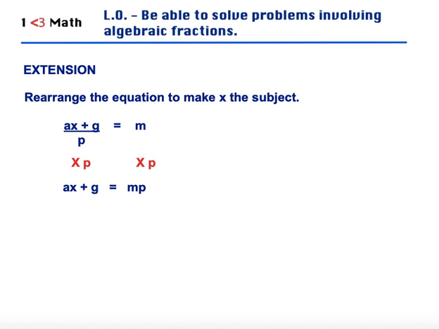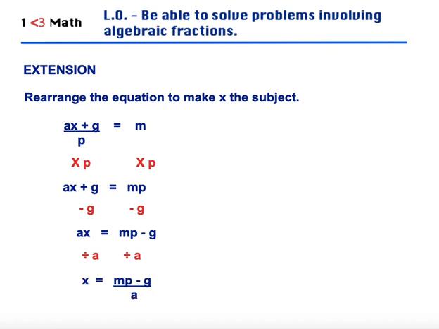Now, if we had plus 3, we would take away 3 from both sides. The same thing happens if we have plus g, because we can just subtract g from both sides. So we do that to both sides, and we can rewrite the equation now as ax equals mp minus g. And finally, if we had 3x, we would divide both sides by 3. We have ax, so we can divide both sides by a. This is going to be our final step, and our x is now on its own.